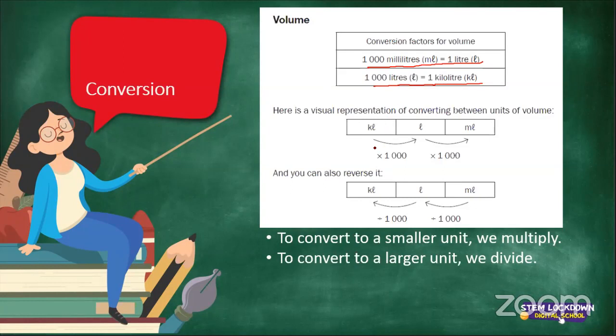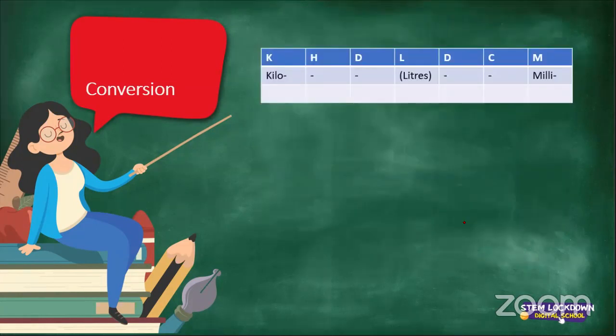So to move from kiloliters to liters, you times by 1000. From liters to milliliters, you times by 1000. So to convert from big to small, you times. And the reverse is true. If I'm moving from small units to bigger units, I divide by 1000. So this is actually easy. But just in case you forget, you can use this table here.